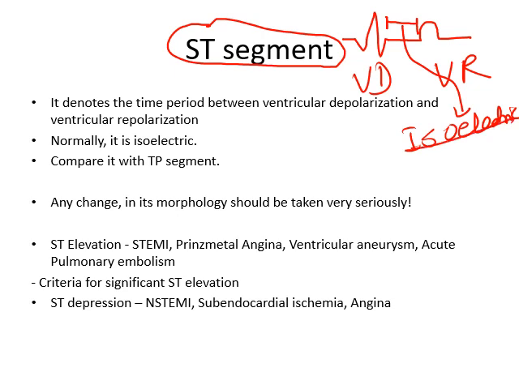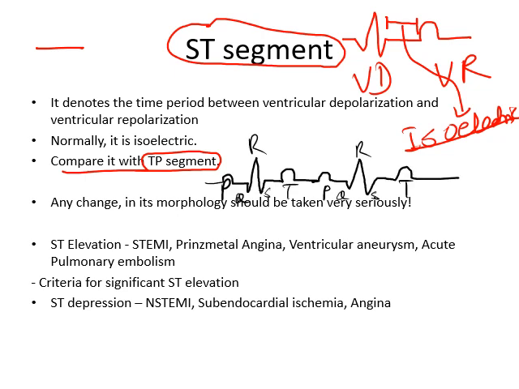What is the meaning of isoelectric? Isoelectric means it should be flat. Now, how to say if it is isoelectric or depressed or elevated? Compare it with TP segment. So if I were to draw two successive beats of ECG, in this ECG we can easily say that this is an ST segment and this is an ST segment.